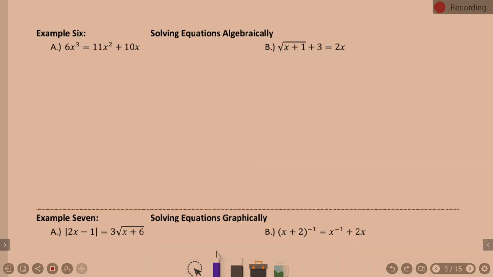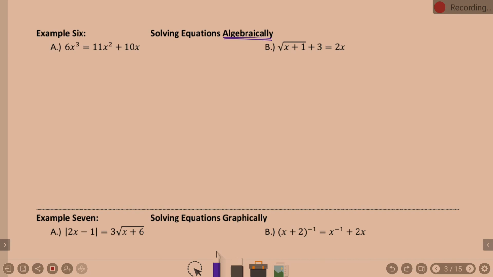As you scan down the page, you'll notice the first two say solving equations algebraically, and then when we get lower, we'll talk about solving equations graphically. So, graphically, I get it, not as much work to show. Algebraically, I expect to see some work. Okay, so this is reviewing skills that we've already talked about some this year, but we're going to talk about more. So A, 6x cubed equals 11x squared plus 10x.